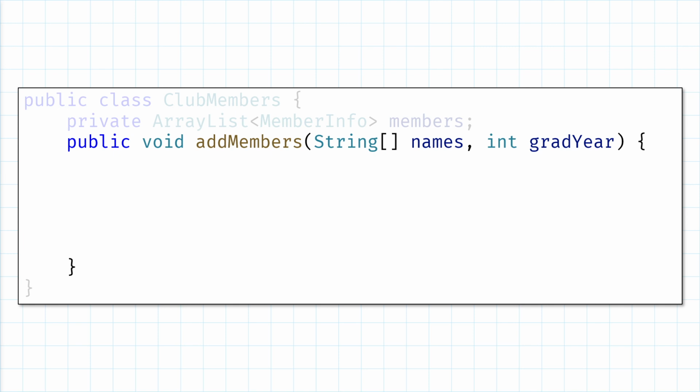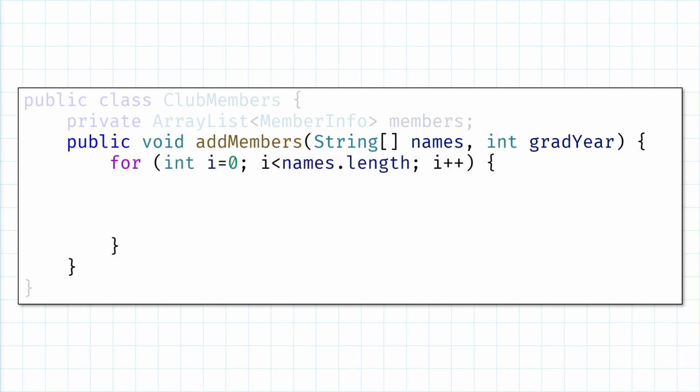So let's start with Part A. It's a void method, so we don't have anything to return. What we'll be doing is adding to the members instance variable. And we're given a string array of names and a graduation year. The problem description tells us that all students start in good standing, which will come back and be important in just a bit.